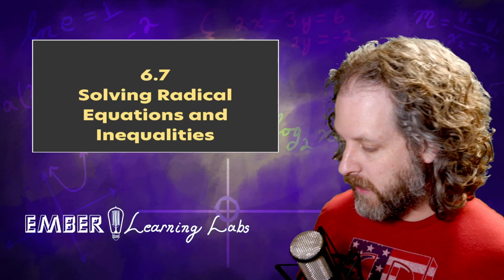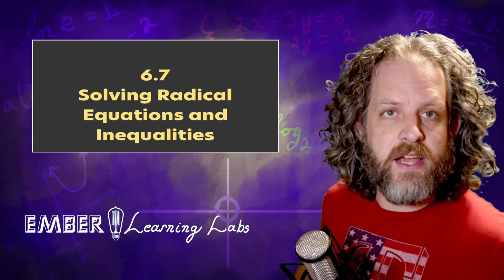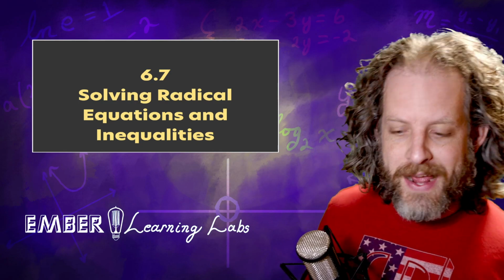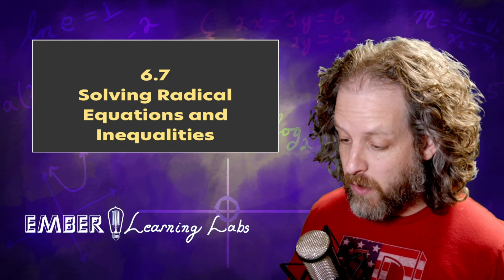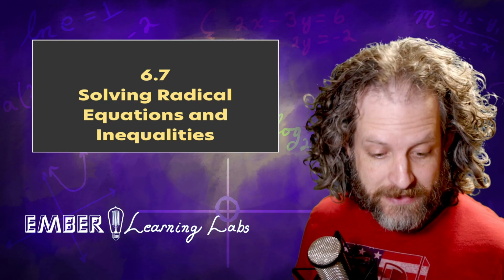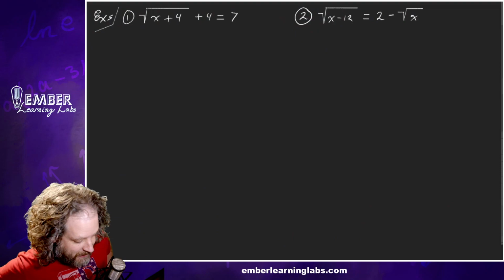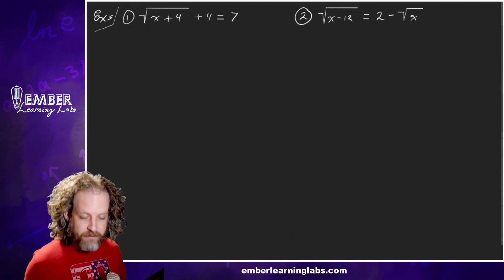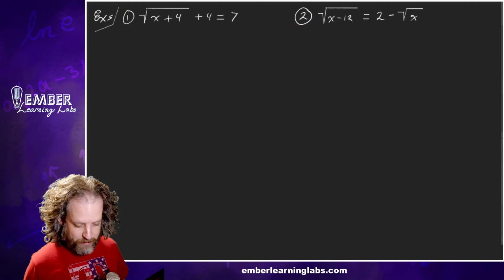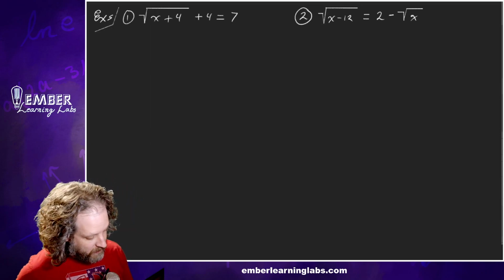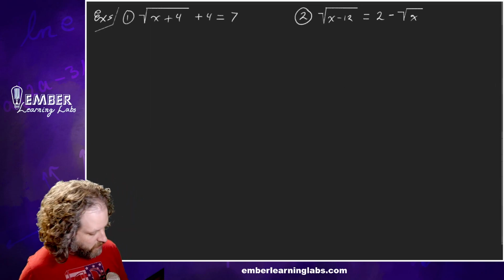All right, last lesson for Unit 6. We're going to solve some radical equations and inequalities. Let's dive right in. We're going to hit the ground running with some examples and see what happens. We've got a handful of examples, and then we're going to be done. This is liable to be a little bit shorter than a lot of our lessons. We'll see how it goes.